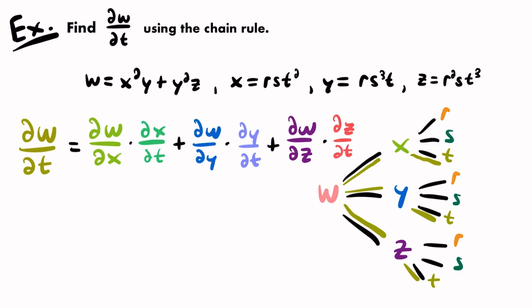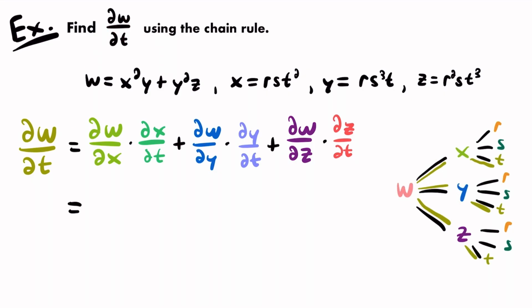Now we can work on finding it. Again, there would be two other partial derivatives of w that we could find, but for this example, we just want to find one of them. And so let's work on it here. Let's start by finding the partial of w with respect to x.